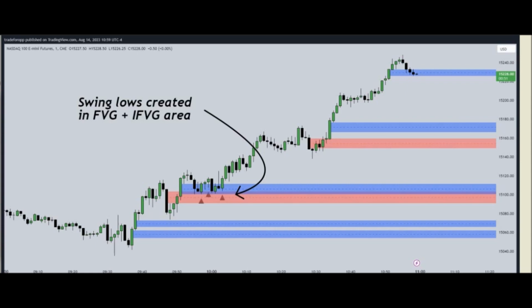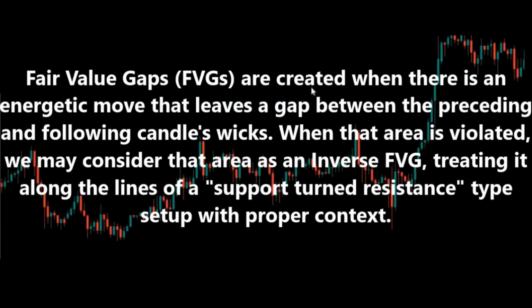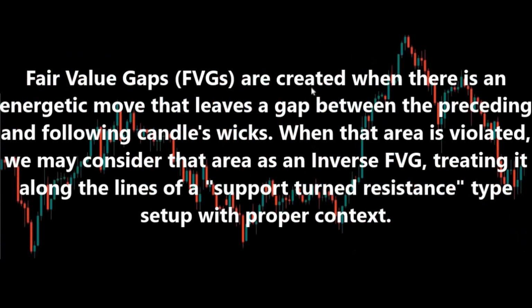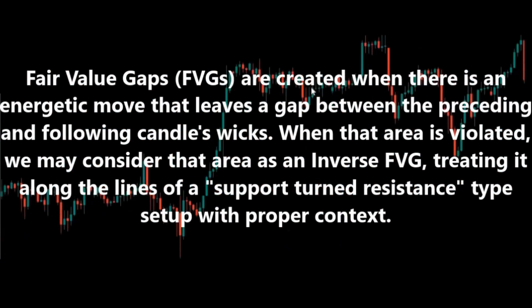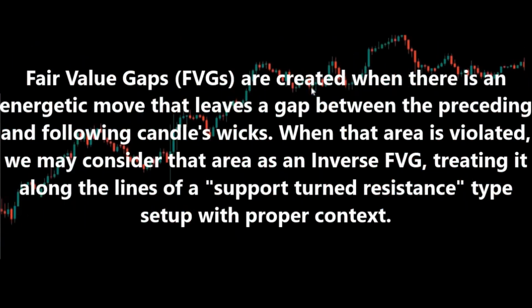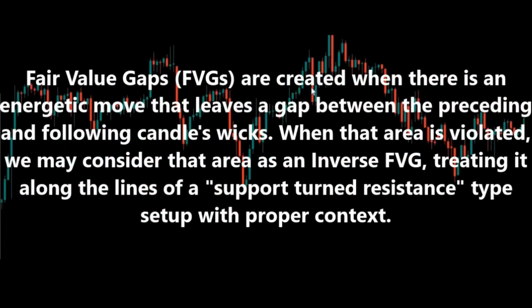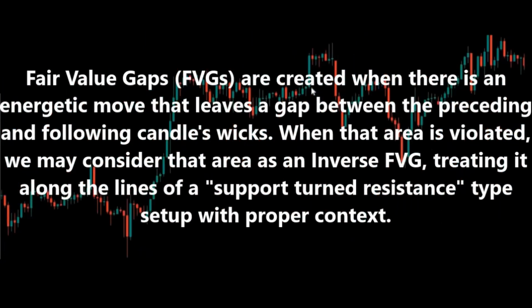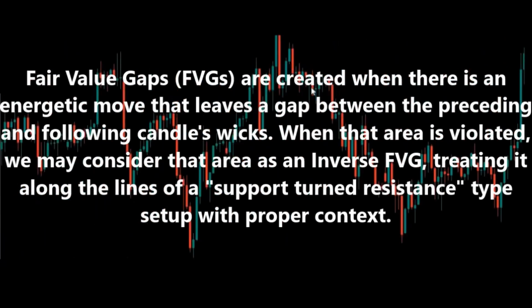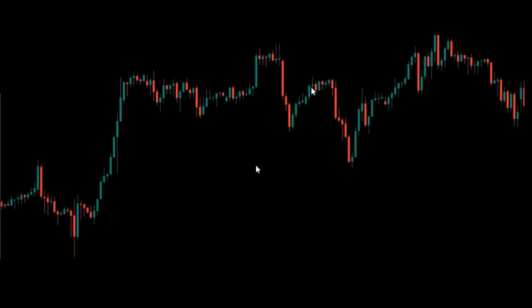So understand what a fair value gap is and the inverse fair value gaps, and I would love to repeat this so that you can really understand that fair value gaps are created when there is an energetic move that leaves a gap between the preceding and the following candle's wick. When that area is violated, we may consider that area as an inverse fair value gap, treating it along the lines of a support and resistance type setup with proper context. That's what you're really supposed to understand about the inverse fair value gap and the fair value gap, and I use this example to make you understand all this.